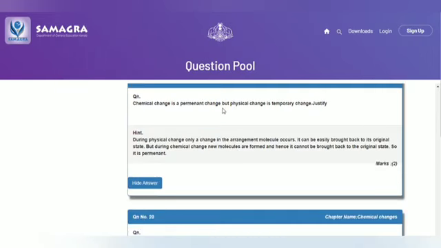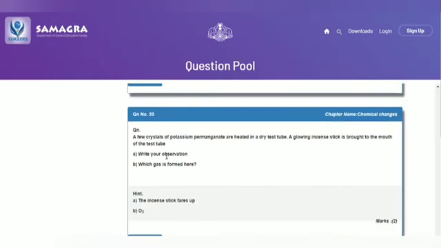Chemical change is a permanent change but physical change is a temporary change. Justify. That is, during physical change, only a change in the arrangement of molecules occurs. It can be easily brought back to the original state. But during chemical change, new molecules are formed. Hence, it cannot be brought back to the original state. So, it is permanent.